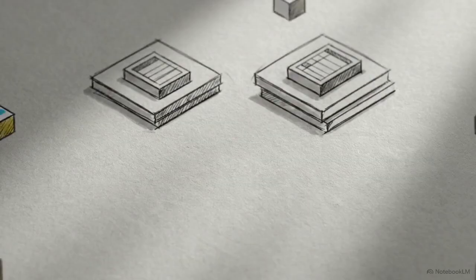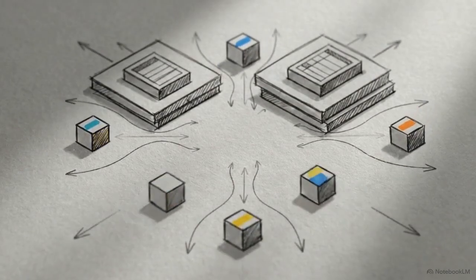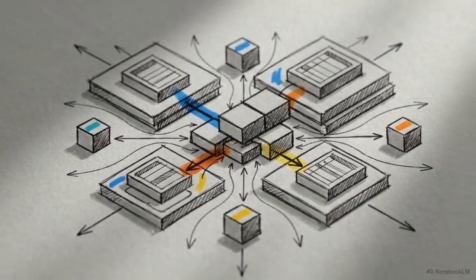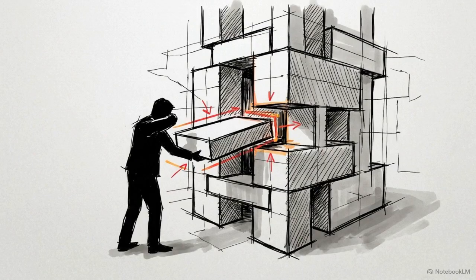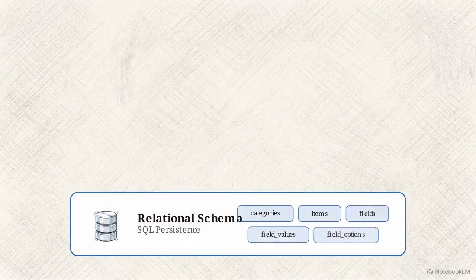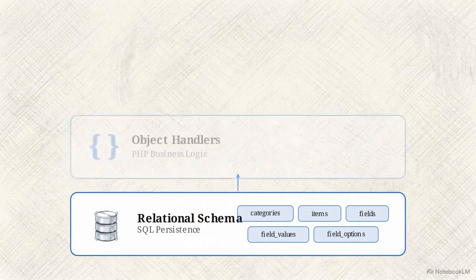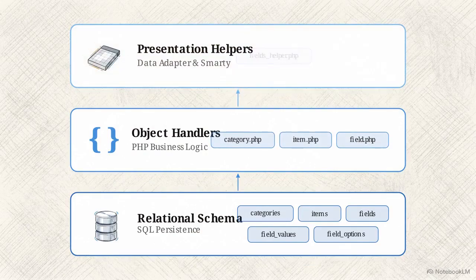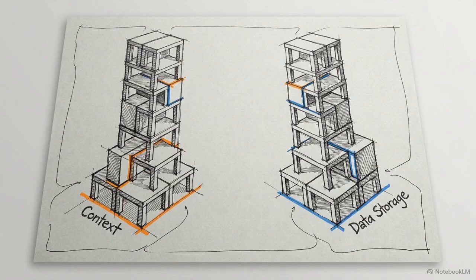By abandoning discrete, hard-coded modules in favor of a unified meta-architecture, developers can bypass the scaling bottleneck entirely. The system adapts to new data structures without requiring constant database rewrites. To understand how this works, we need to deconstruct three specific technical layers: the relational schema, the object handlers, and the presentation helpers. The architecture relies on isolating the content's context from the storage of its specific data points.